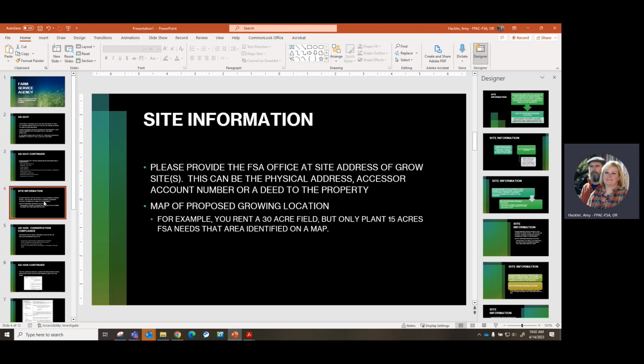We also ask that you provide a map of the proposed growing location. This really comes in handy when you're actually out there planting in a field type situation. So if you've rented a 30-acre field, per se, and you decided only to plant 15 acres, then a map delineating that 15 acres out is what FSA is looking for.